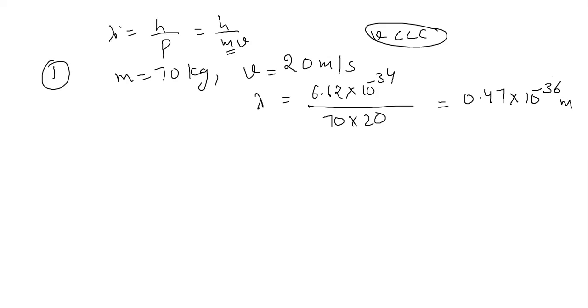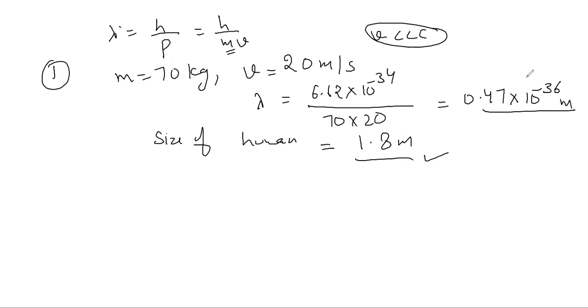Now, if you talk about the size of a human, let's say 6 feet or something, then it is approximately 1.8 meters. You can compare these two dimensions here. This is much, much larger as compared to the wavelength associated here.